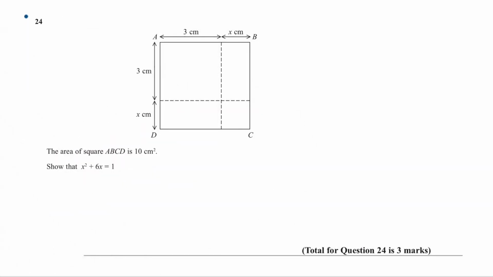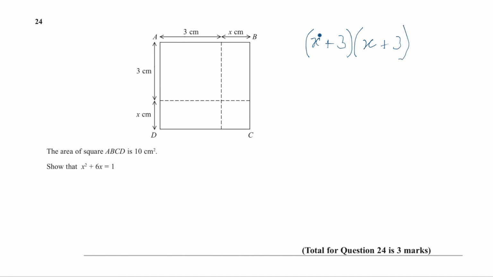Question 24. The area of square ABCD is 10 square centimetres. Show that x squared plus 6x equals 1. So let's have a look at this square. If you look at one side of it, look at the top side there. The length of that side is x plus 3. And obviously the length of that side has to be x plus 3 because it's a square. And so what we do is multiply those together to find the area.